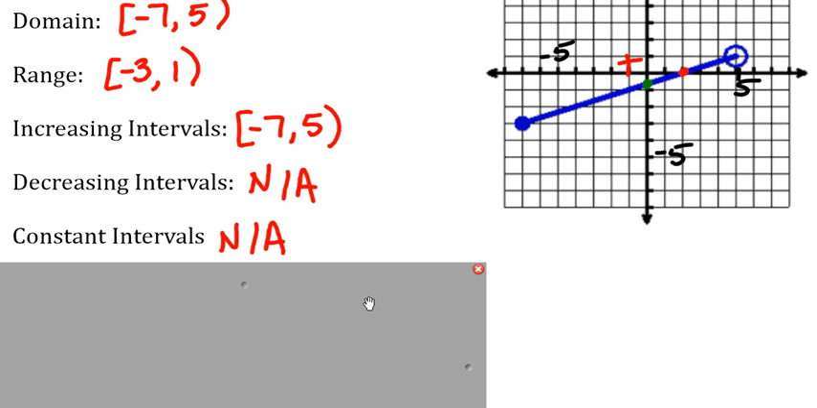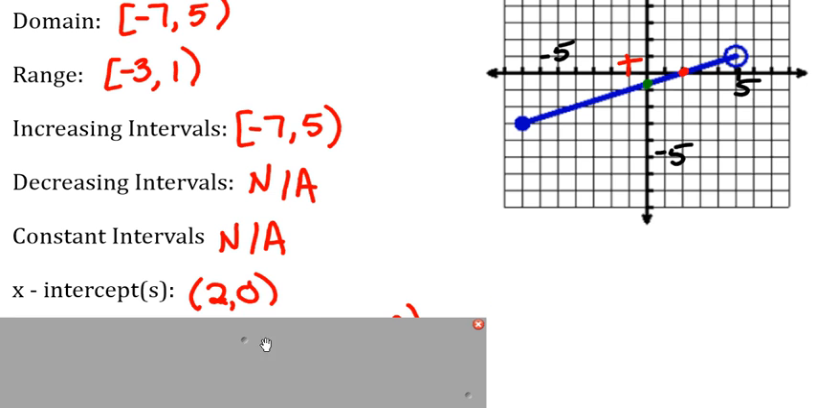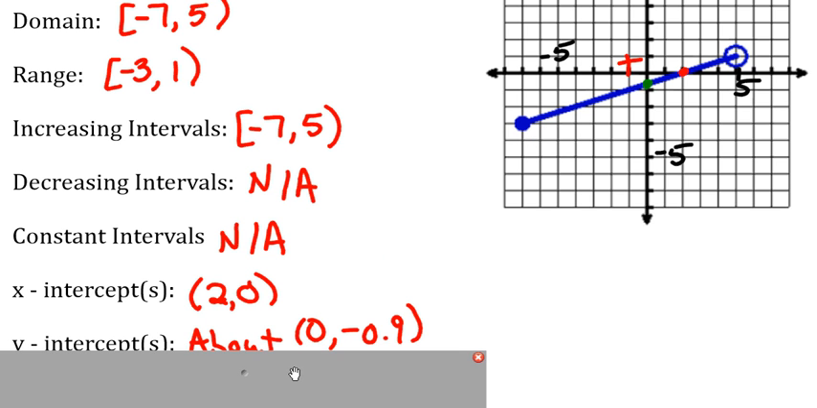My x-intercept happens at a grid point, 2, 0, so I have my coordinates. My y-intercept, I'm going to have to estimate, it's very close to 1, so I said about -1, I should say, about 0, comma 0.9, or maybe you said negative 0.8. We're just estimating that y-intercept.